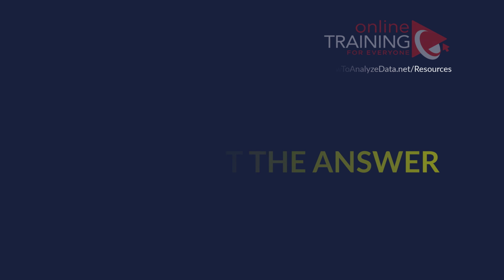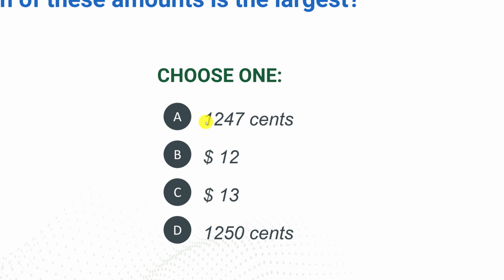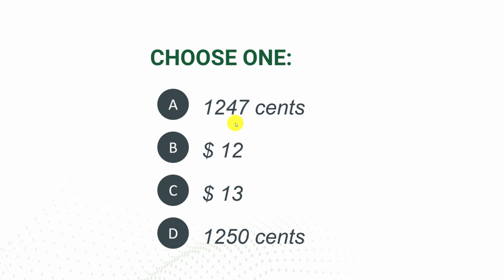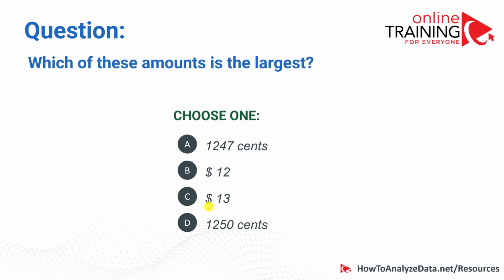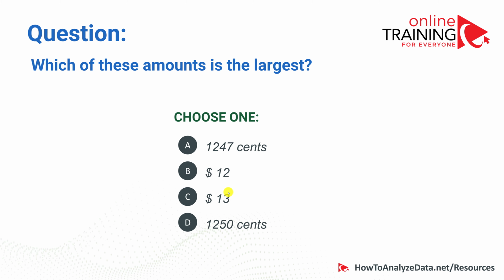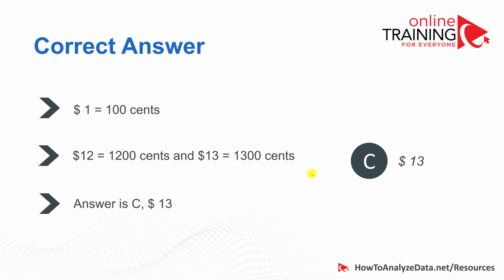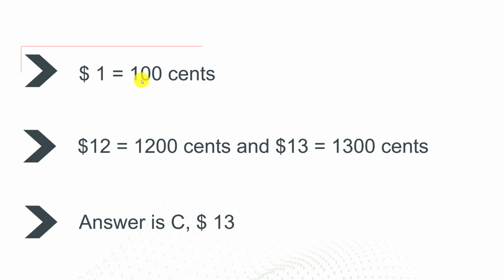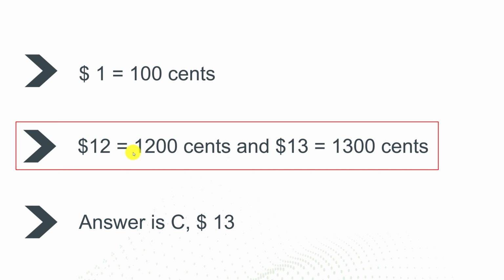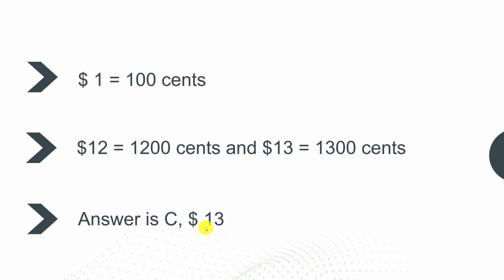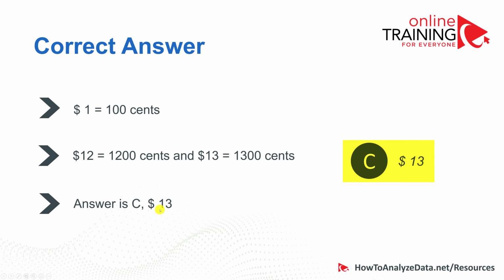Seems like an obvious choice here, but sometimes people get confused because you see numbers in thousands and then you see numbers in just a single and double digits. So the correct answer here is $13. $13 is the largest amount here. Let's recap. $1 is 100 cents, which means that $12 is an equivalent of 1,200 cents, and $13 is an equivalent of 1,300 cents. So the correct choice here is C, which is $13.